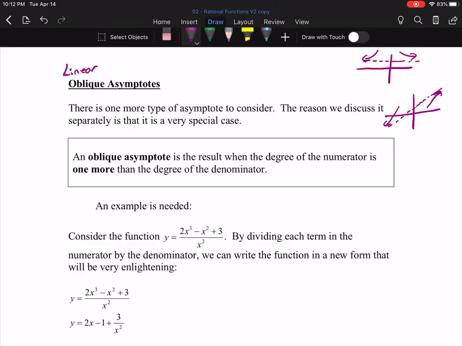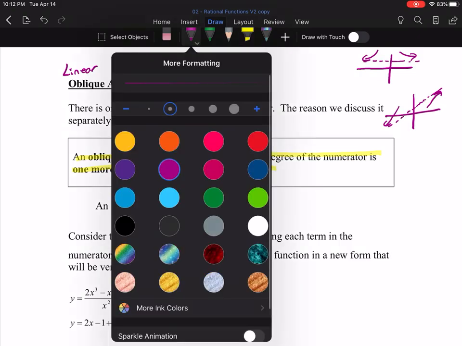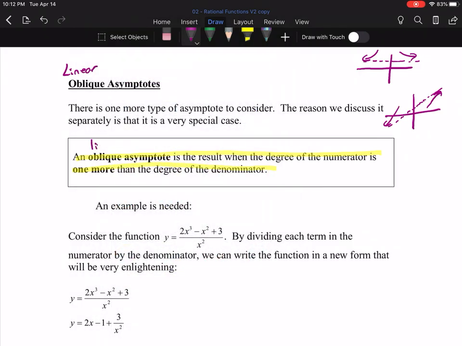So an oblique asymptote, when does it happen? It's the result when the degree of the numerator is 1 more than the degree of the denominator. You can totally just memorize that. A lot of people do. Just memorize that you get a linear oblique asymptote. Whoa, another word needed there. Just want to be careful. A linear oblique asymptote is the result when the degree of the numerator is 1 more than the degree of the denominator. Again, you can memorize that.